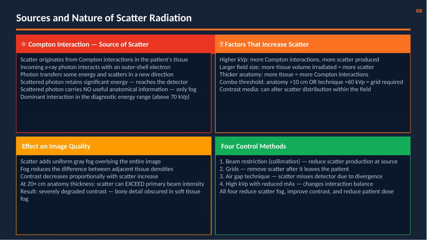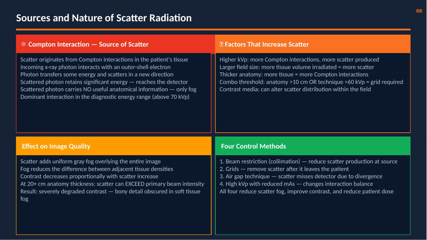It carries real energy. It can reach the detector, but it carries zero useful anatomical information. When it hits the detector, it adds uniform gray fog to the image, and that fog reduces the visible difference between adjacent tissue densities, which is exactly what contrast is. 3 things increase scatter production. Higher KVP. The Compton interaction becomes more dominant as energy rises, so more scatter is produced. Larger field size. More tissue volume in the beam means more Compton interactions. And thicker anatomy. More tissue depth means more total interactions.